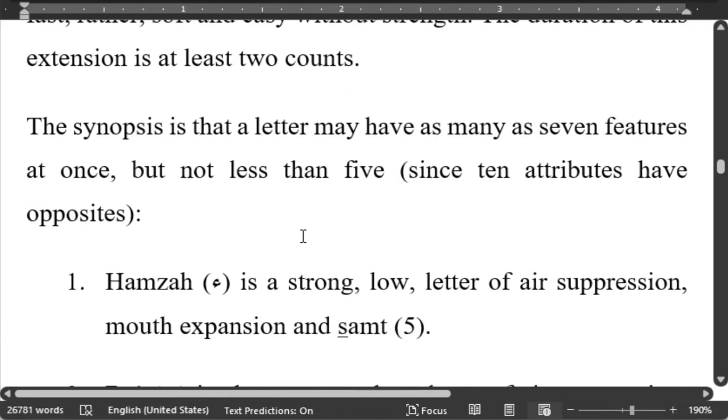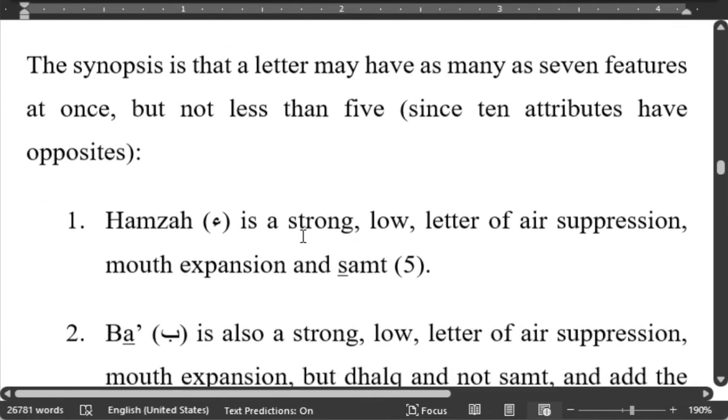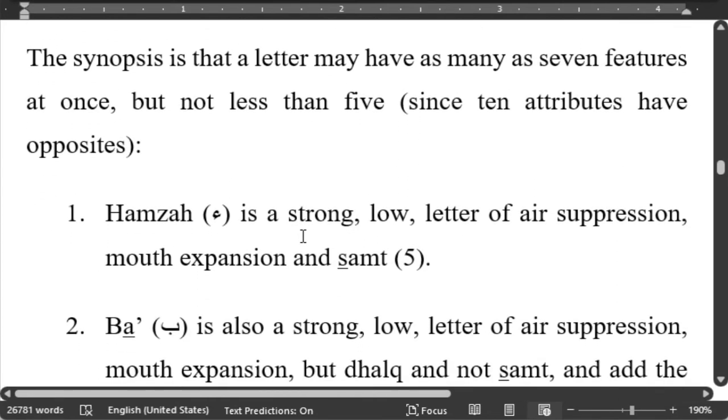The synopsis is that a letter may have as many as 7 features at once, but not less than 5, since 10 attributes have opposites.